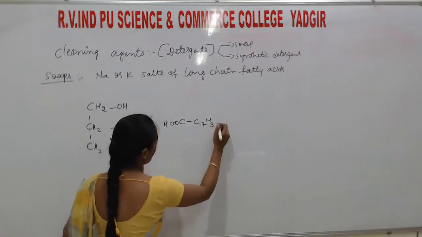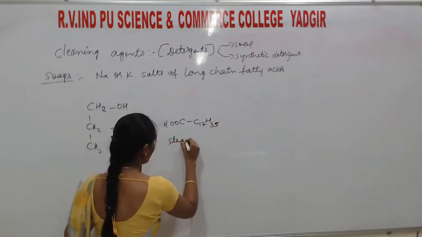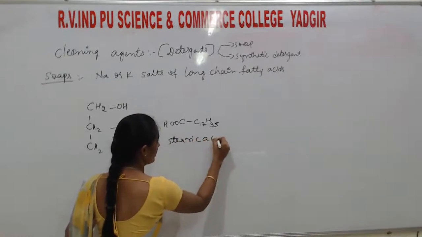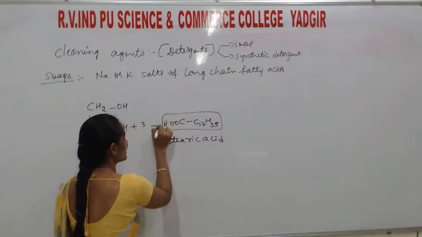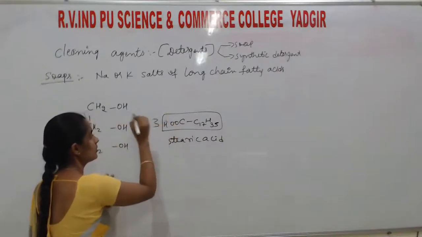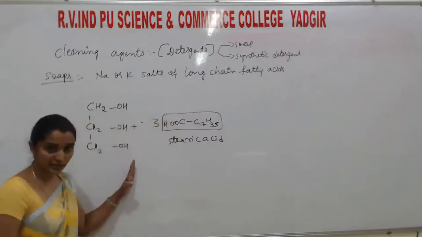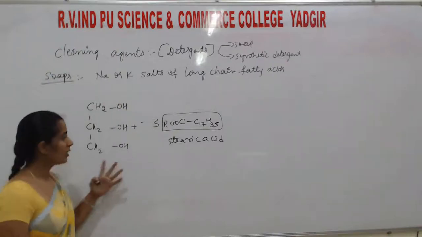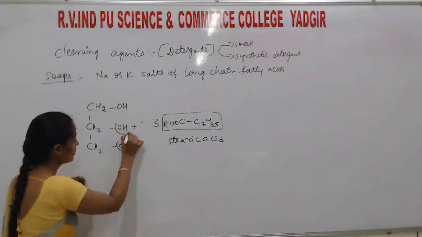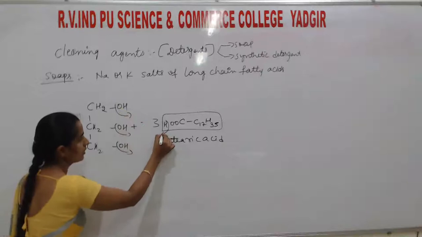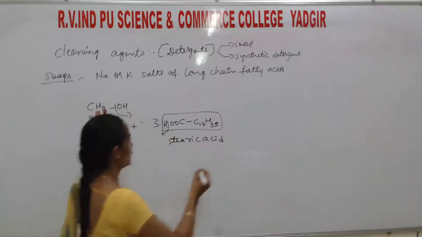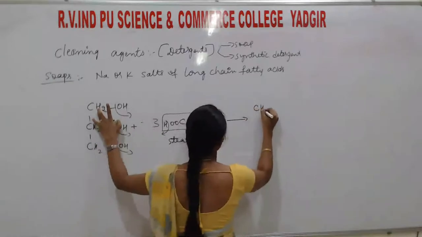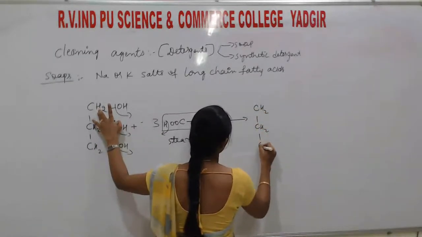H35. This is stearic acid. Remember, C17H35COOH, you have to remember this. Three molecules of it react with glycerol. What will be removed? From here, OH, and from here, H. What will form? Here it forms CH2, CH2, CH2.